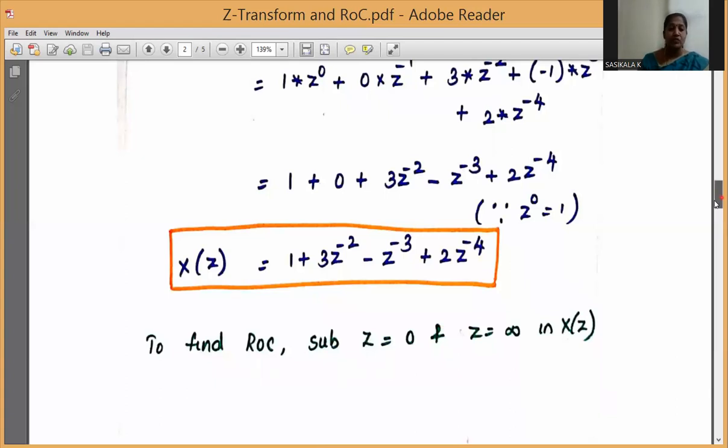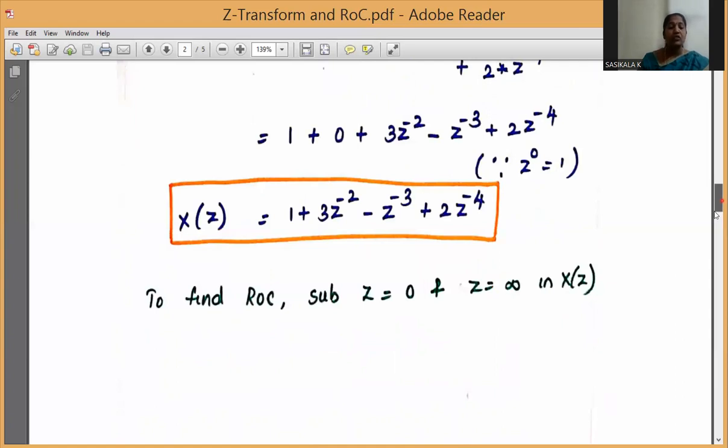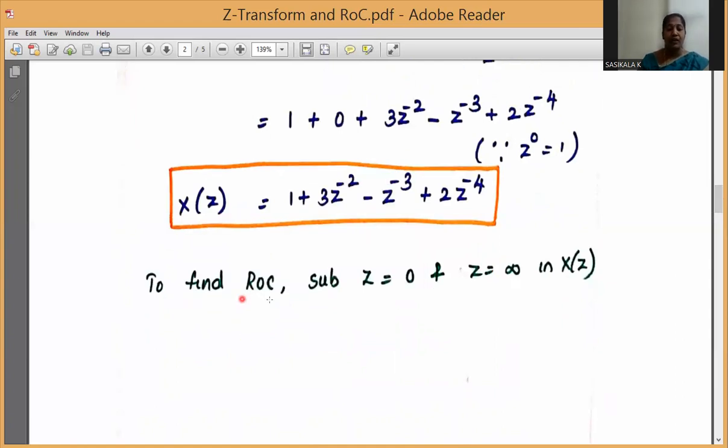Now the next step is to find ROC. To find ROC, the region of convergence, what you have to do is substitute Z is equal to 0 and Z is equal to infinity in capital X of Z and find out what the value is, whether it is a finite value or an infinite value. If it is finite, then X of Z converges, or we'll say that it is an ROC. And if X of Z is infinite, then it doesn't come under ROC.